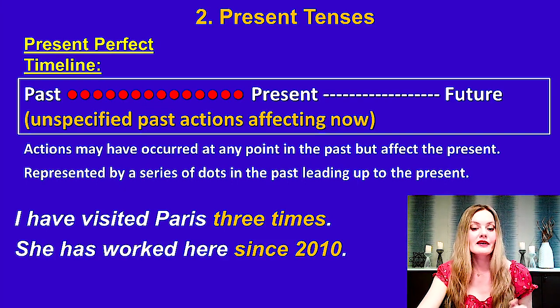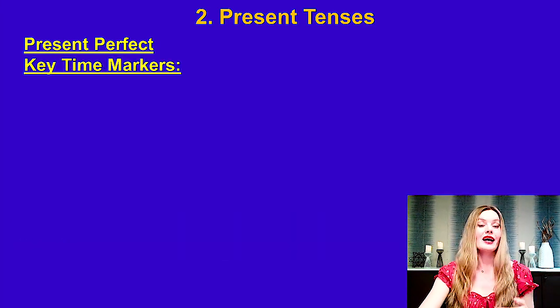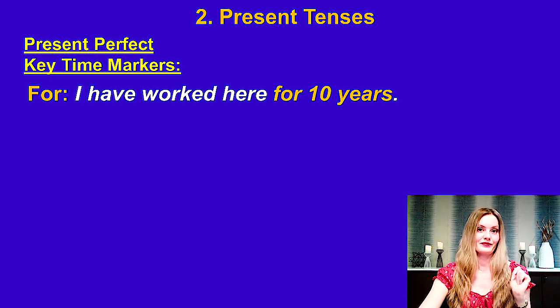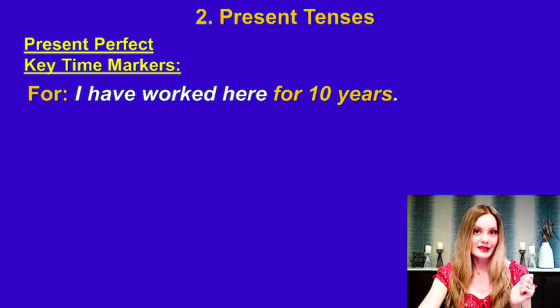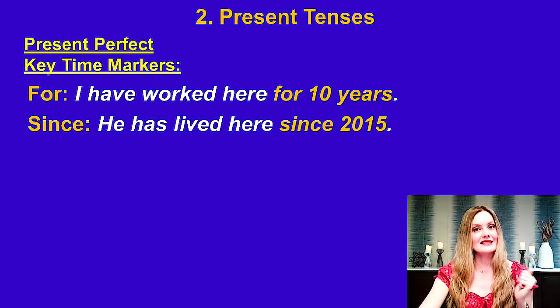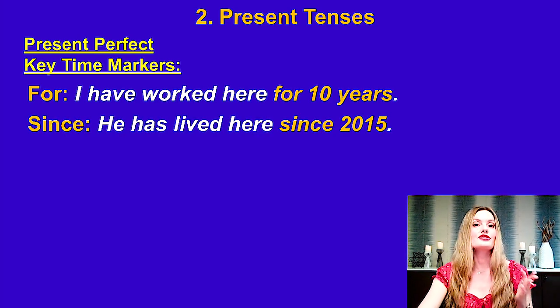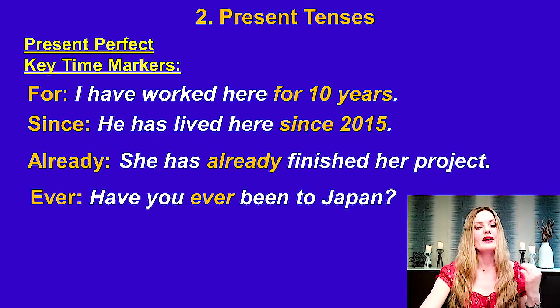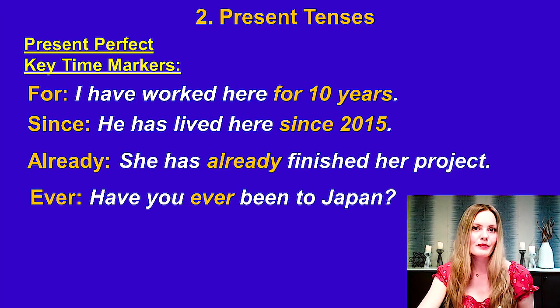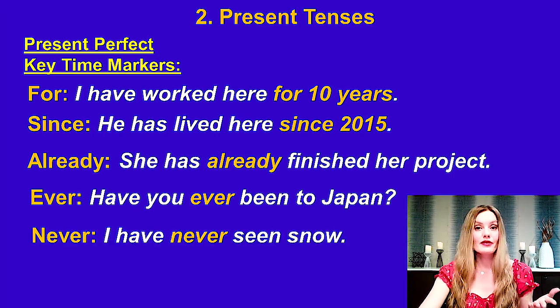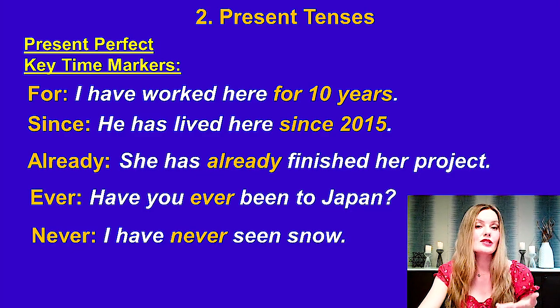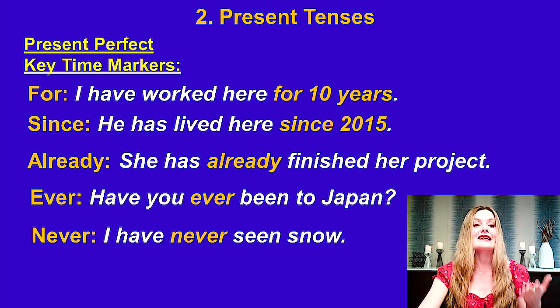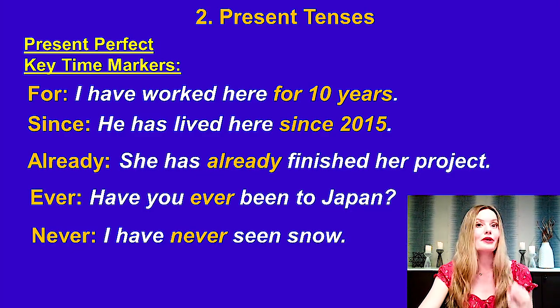She has worked here since 2010. Now, key time markers for present perfect. For. I have worked here for 10 years. Since. He has lived here since 2015. Already. She has already finished her project. Ever. Have you ever been to Japan? Never. I have never seen snow. So these are the key time markers for present perfect.